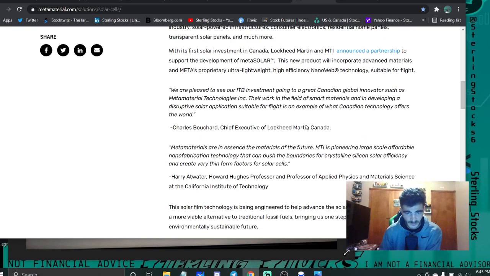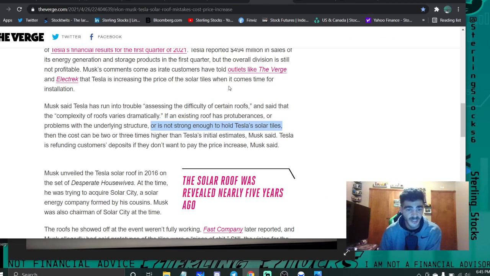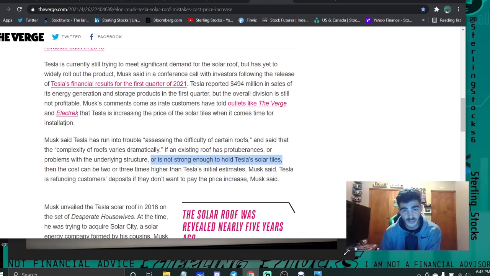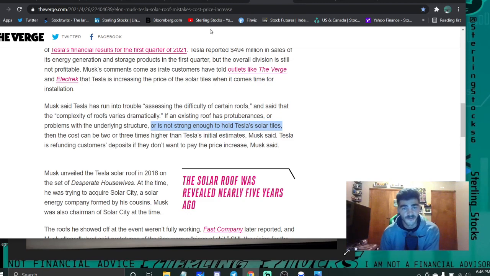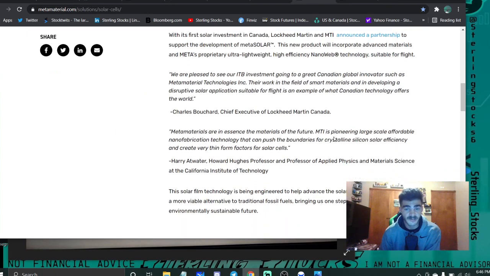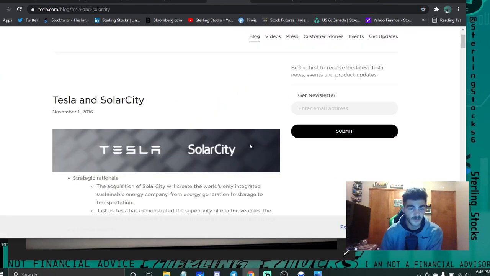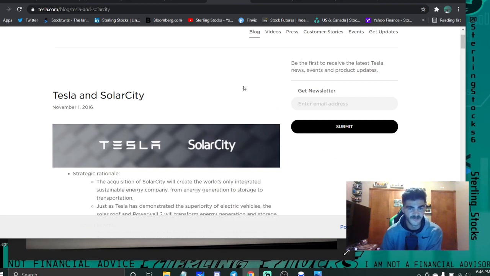So if we look here at some of the ways this could link us towards Tesla, Tesla has some solar panels, they have a solar roof, they have quite a bit of solar energy stuff. But Tesla has run into trouble assessing the difficulty of certain roofs and said that there were problems with the underlying structure, or it is not strong enough to hold Tesla's solar tiles. So one thing that could help with that is, of course, our ultra thin, super lightweight solar cells. One thing is that they do have a partnership with SolarCity as of 2016, and it is still in effect.